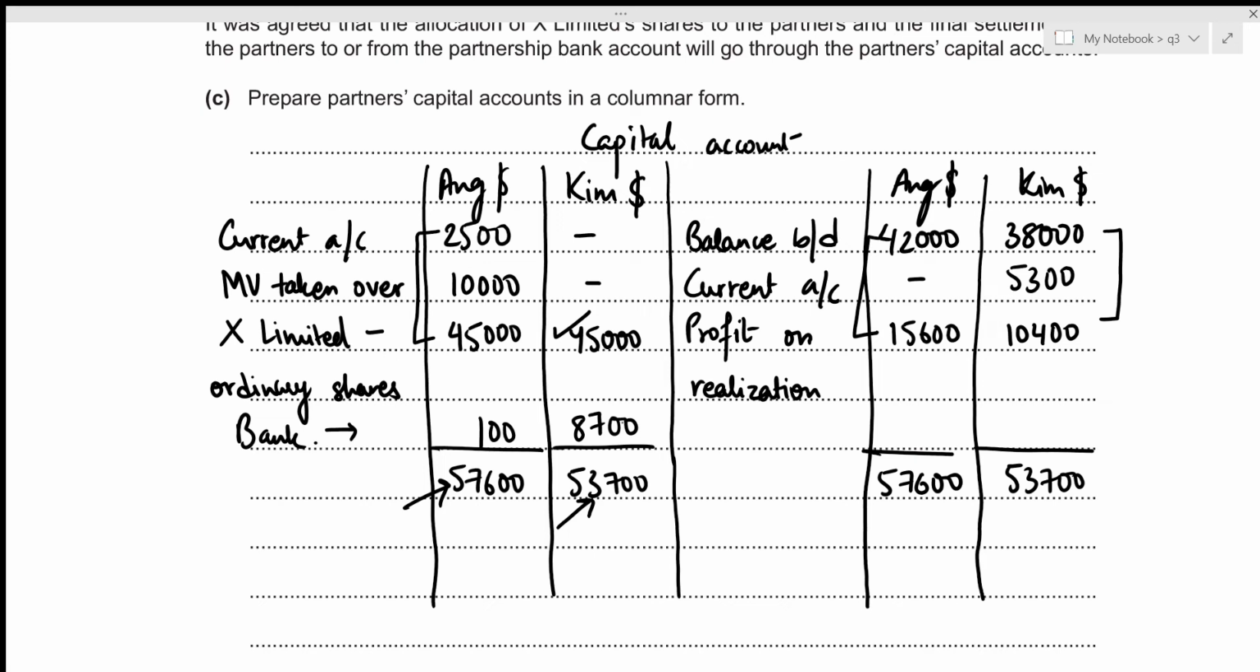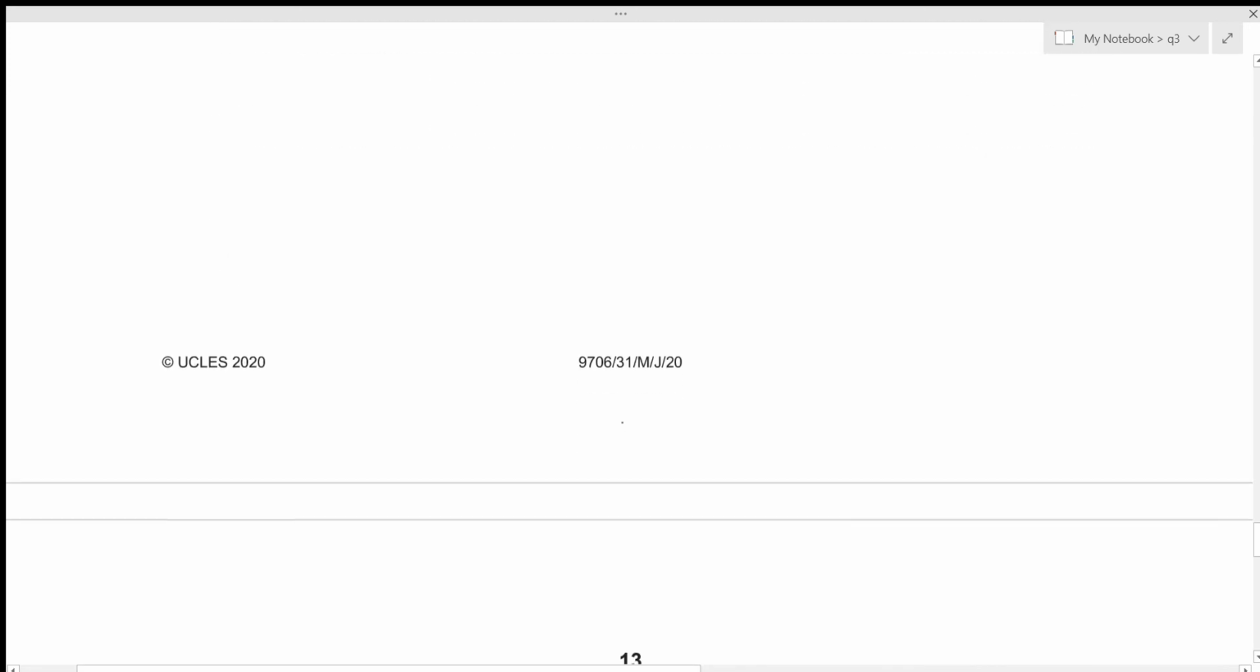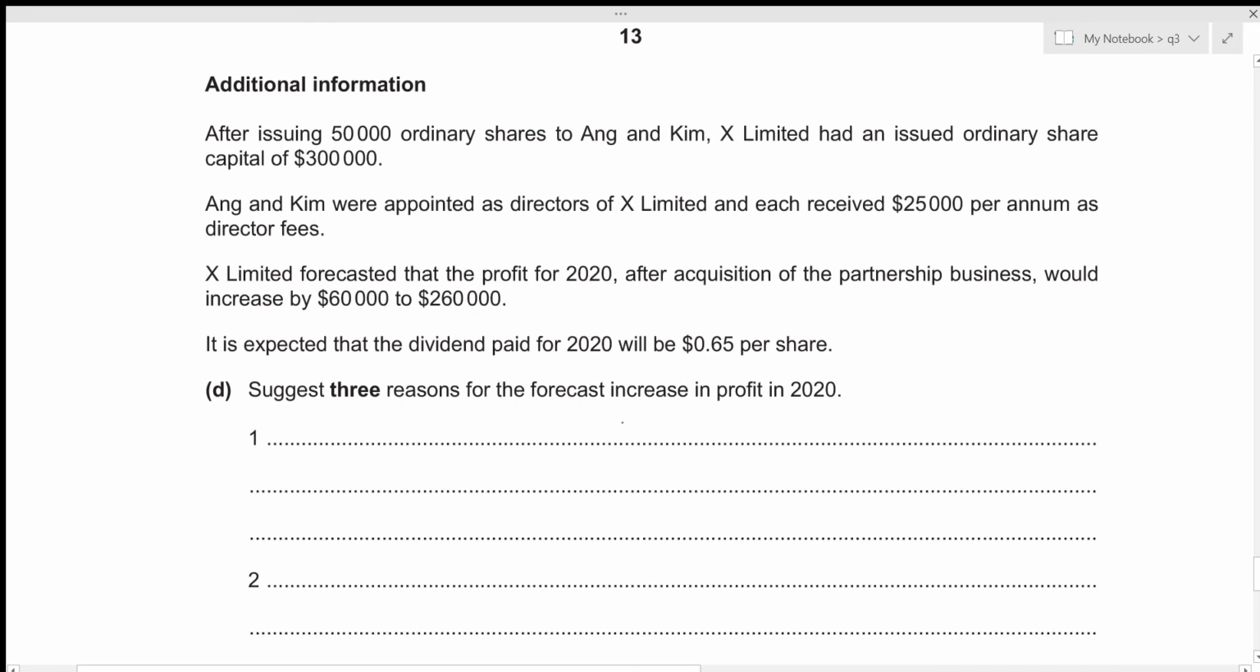Now we can move towards the fourth one. We are given additional information. After issuing 50,000 ordinary shares to Ang and Kim, X Limited had an issued ordinary share capital of 300,000. Ang and Kim were appointed as directors of X Limited and each received 25,000 per annum as director fees. Then X Limited forecasted that the profit for 2020 after acquisition of the partnership business would increase by 60,000 to 260,000. And it is expected that the dividend paid for 2020 will be 0.65 per share.